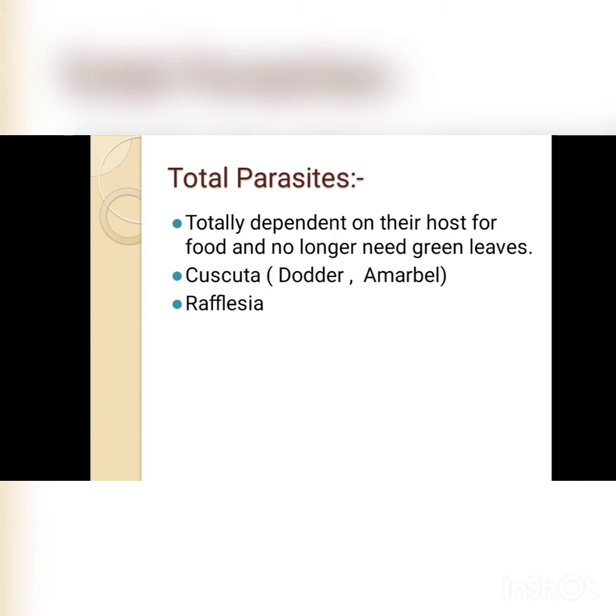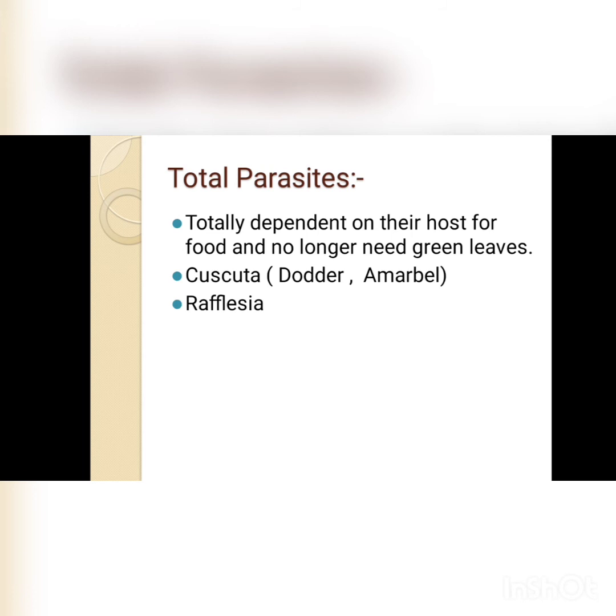Now parasites are divided into two categories. One is total parasite, meaning they are totally dependent on the other organism, and some are partial parasites, which are dependent partially on another organism. First we are going to discuss the total parasite. Total parasites are completely dependent on their host for nutrition. As they don't have any green leaves, they are not able to prepare their own food by photosynthesis, so they are totally dependent on other organisms.